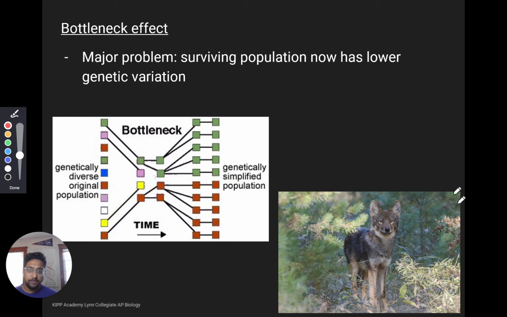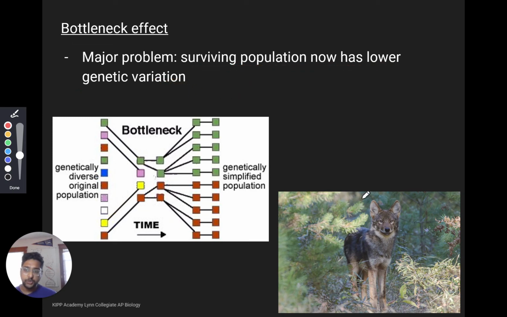Here's an example of the bottleneck effect that happened in the early 20th century. This is an organism called the eastern gray wolf, which was nearly hunted to extinction in the 20th century. And so right now, populations are starting to rebound, but they're extremely vulnerable. So one big problem of the bottleneck effect is that the surviving population has lower genetic variation.